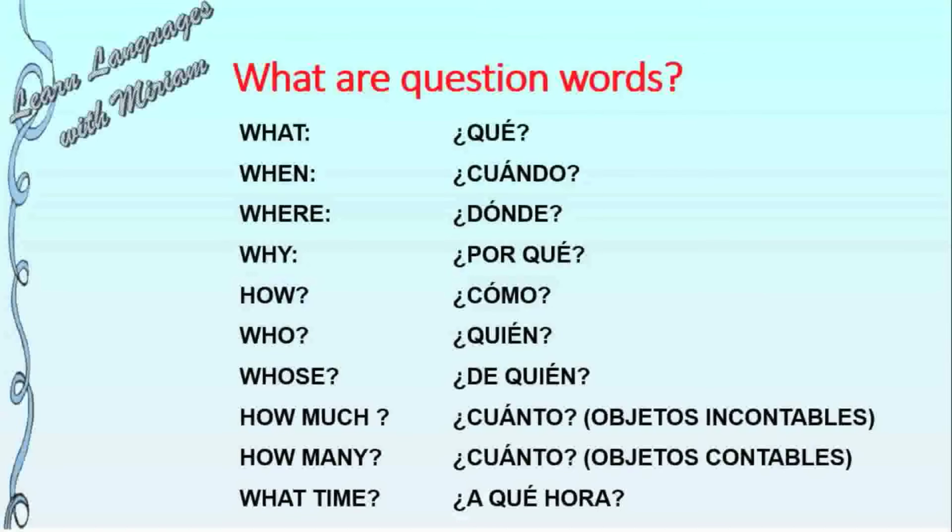So what are question words? WH questions, open questions. Here you have these question words. What, in Spanish, ¿qué? When, where, why, how, who, whose, how much, how many, and what time. One thing, be careful: how much we are going to use with uncountable objects, and how many we are going to use with countable objects.